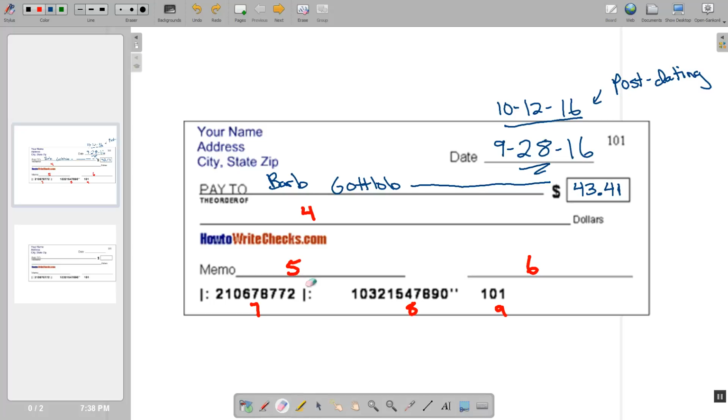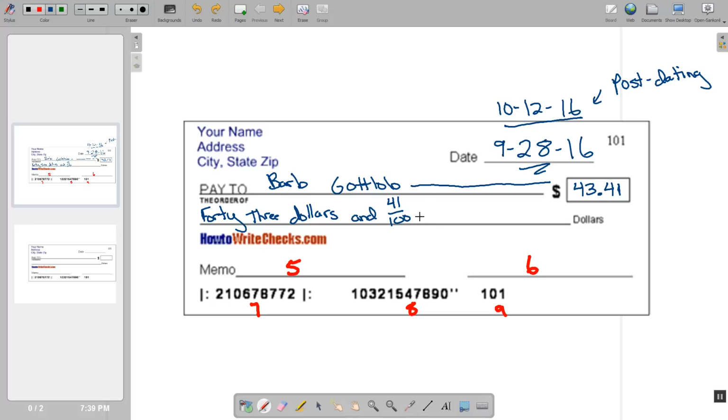Part 4, this is where the amount of the check needs to be written in words. And it's very important for these words to be spelled correctly. So if I'm doing $43, so I have $43, and I write, and this is where I'm going to write it as a fraction, which is 41 cents.